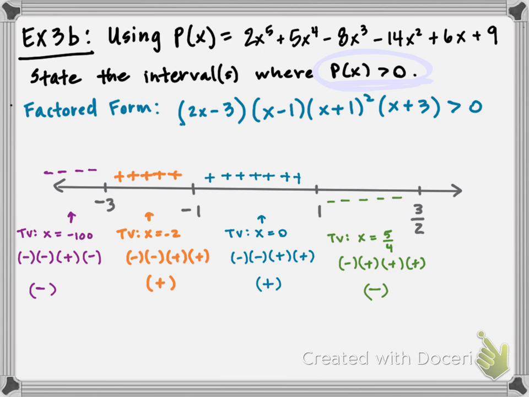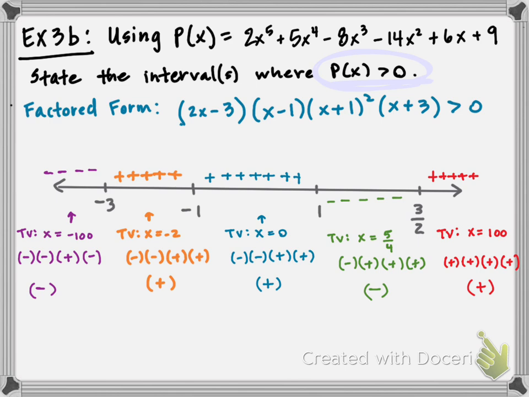Okay, last but not least, the last test value of this whole beautiful thing. We're going to let x equal positive 100. So when x is positive 100, go back to your factored form. We have 200 minus 3, which is a really big positive number. 100 minus 1 is still a positive number. 100 plus 1 squared is a positive number. 100 plus 3 is a positive number. When I take the product of all of those symbols, I'm back in the positives.